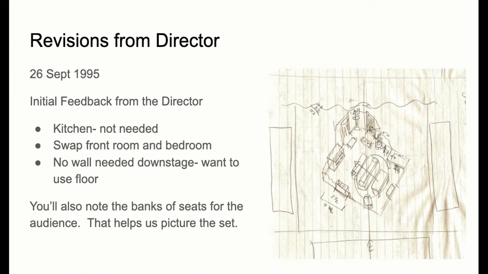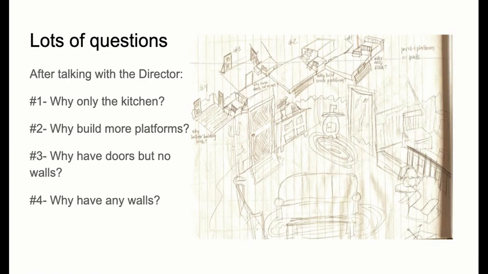And then the director said she definitely did not want a wall downstage. So we're just going to take that away and use the floor space beyond the set as well. And then we still see those seat banks right, left, and at the bottom, so we know where the audience is. All right, this led me to many questions.